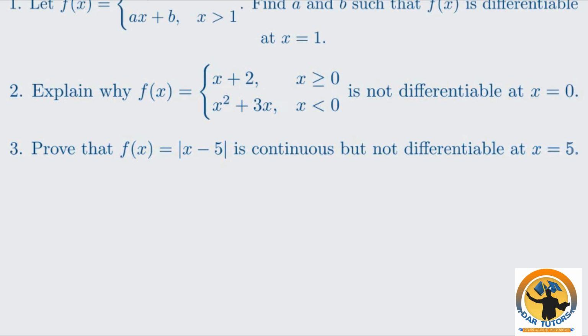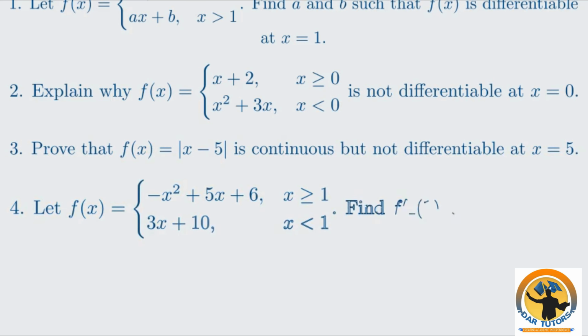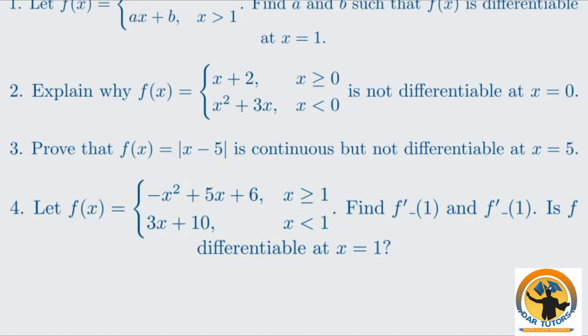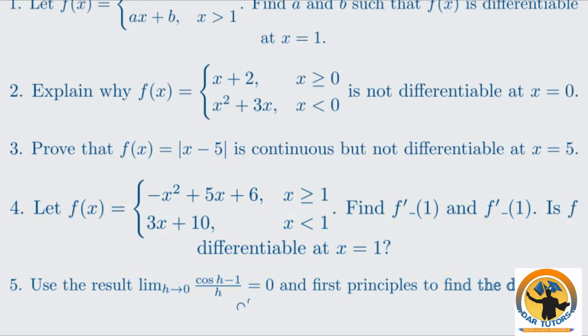equals 5. Question 4 asks you to find the left-hand and right-hand derivatives of a piecewise function at x equals 1 and determine if it's differentiable. And question 5 asks you to find the derivative of cosine x from first principles, using a given limit. Welcome back. Let's go through the solutions.